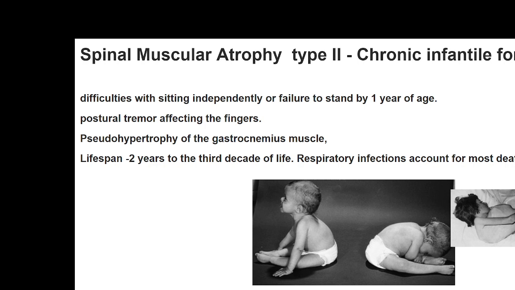Type 2 is chronic infantile, where the symptoms will be seen by the time the child starts moving about and trying to sit. A failure to stand by 1 year of age is one of the characteristic features, or there could be postural tremors affecting the fingers. Postural tremors means that in certain positions the child may have tremors. Even pseudohypertrophy of the gastrocnemius muscle could be seen, and the lifespan is around 2 years to the third decade of life, like 2 years to 30 years of age.